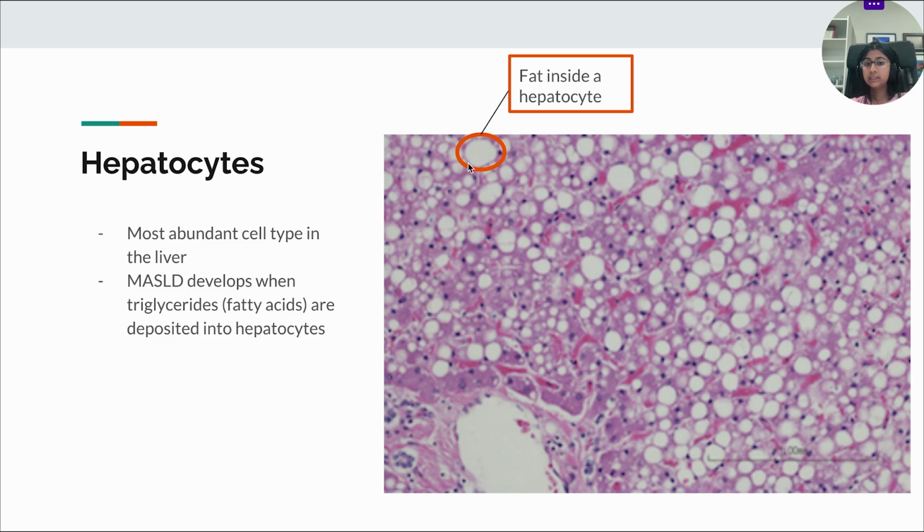Here we can see these white circles all over, which are not actually cells, but instead fat deposits inside of a hepatocyte. So, as stated earlier, MASLD occurs when these triglycerides are deposited into the hepatocytes. This really just shows how the liver can look when a person has MASLD.